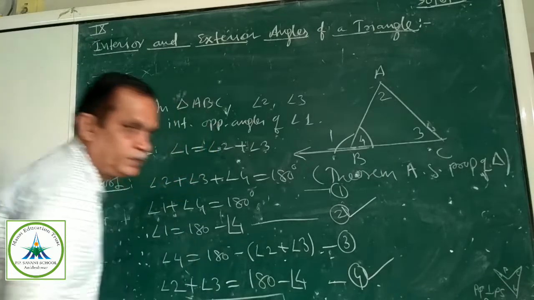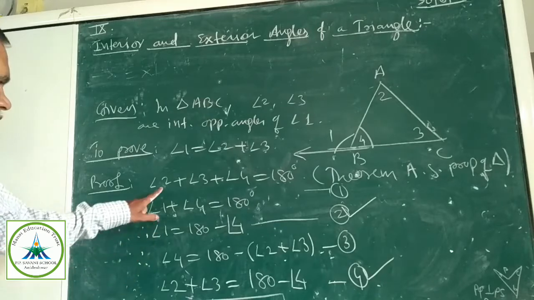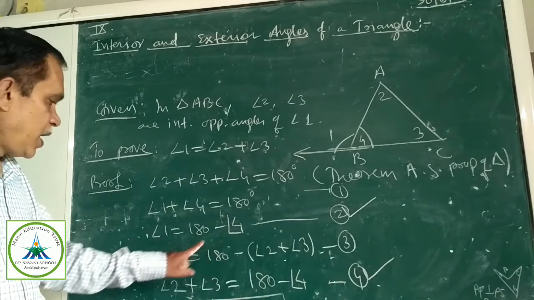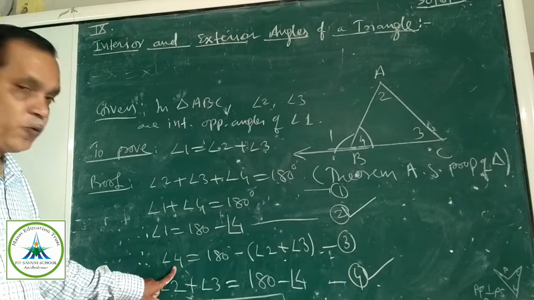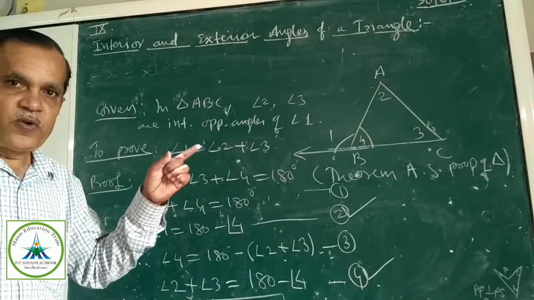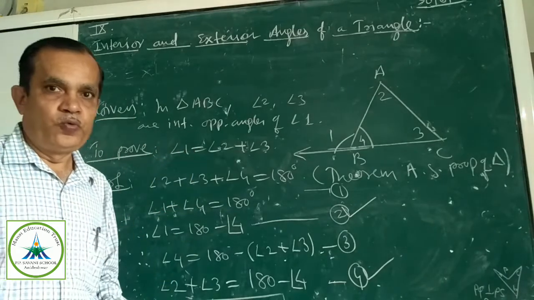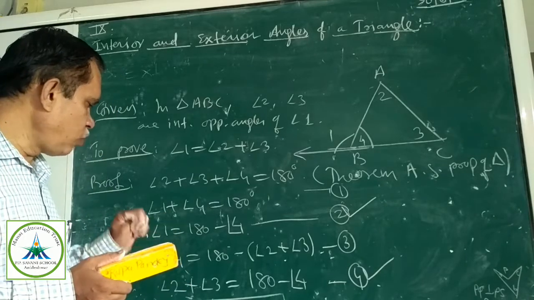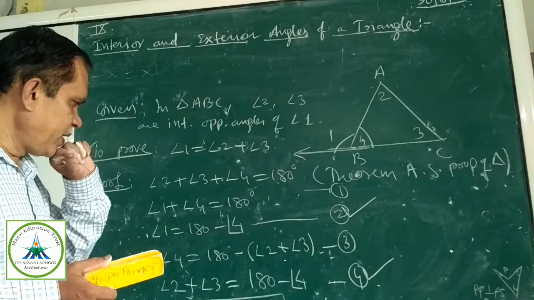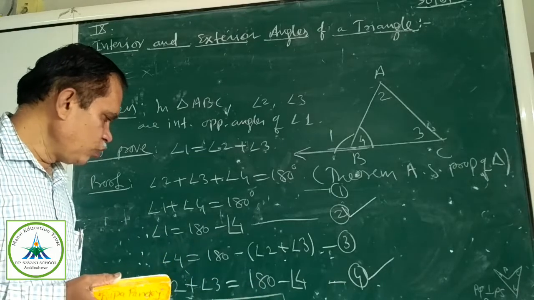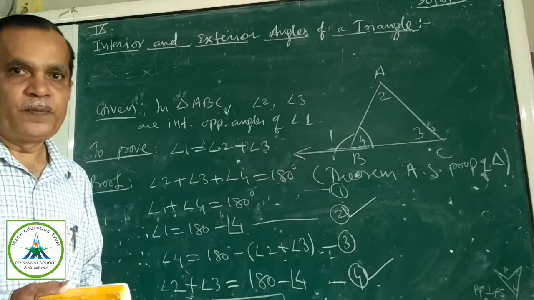And since it uses only the properties of angles, linear pair and transposition, anyway try to write angle 4 equal to this. It's a matter of understanding what is to be done, what is required to do. That is up to us. So I have just seen 180 minus 4. I brought here 180 minus 4, replaced by angle 1. So angle 2 plus angle 3 equal to angle 1.